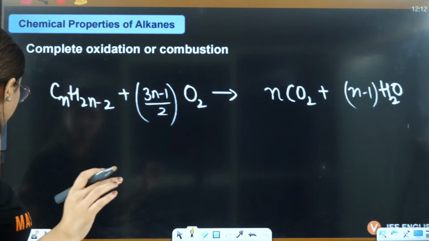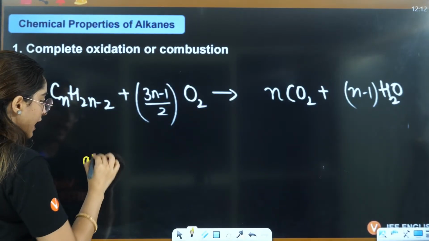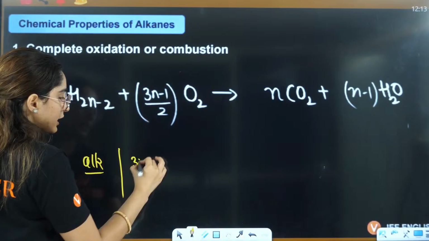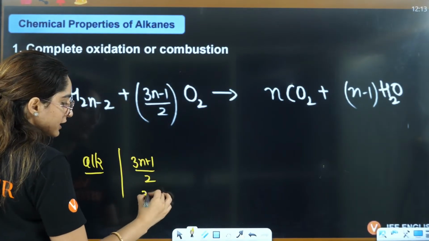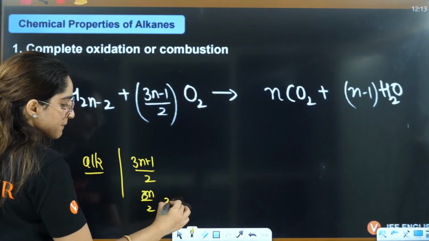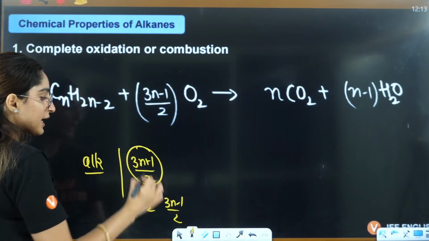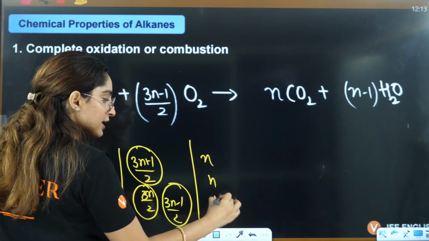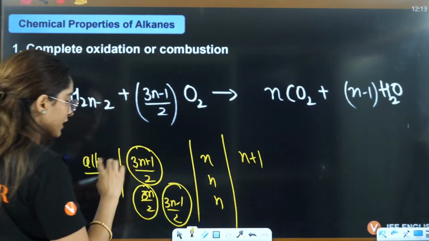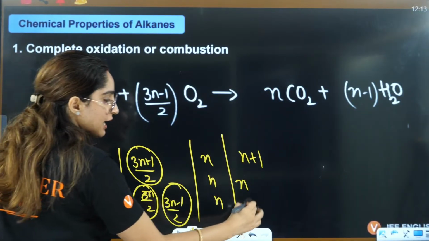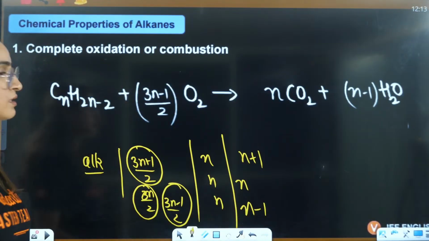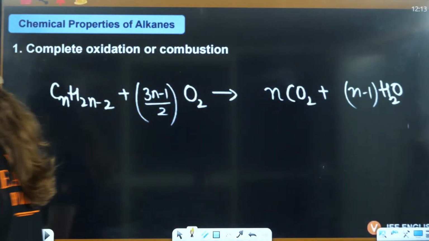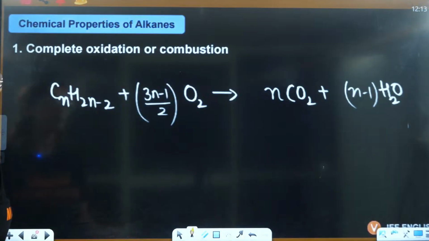Simple. Okay, so what we have done, whatever alkane it is, write the formula. Oxygen will be (3n+1)/2, or 3n/2, or (3n-1)/2. This is for alkane, this is for alkene, this is for alkyne. Carbon dioxide is always n. Water is n+1 for alkane, n for alkene, n-1 for alkyne. Okay, tell me guys if that thing is clear. If you have already learned it, I think in between also you should remember this, right?